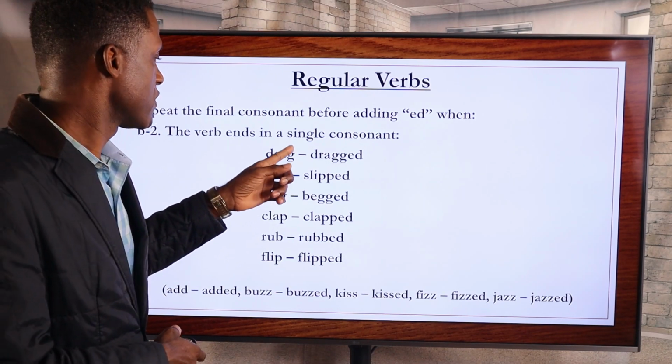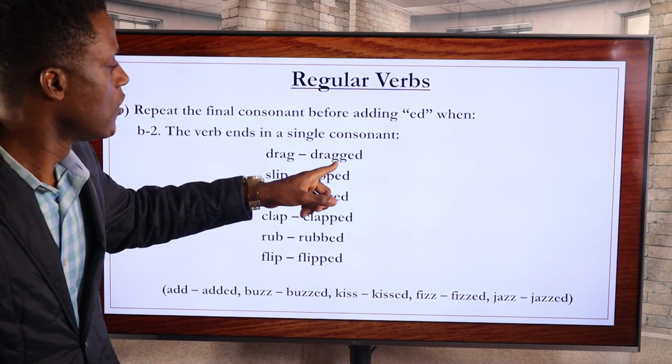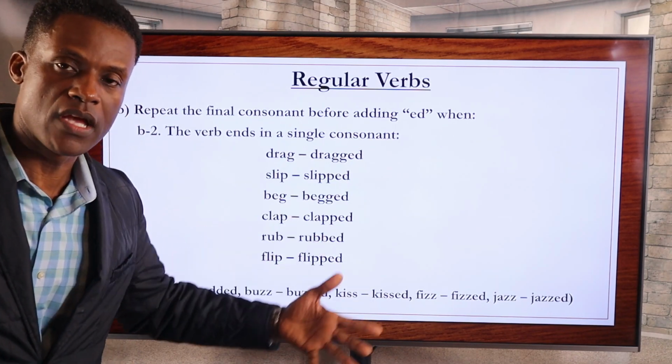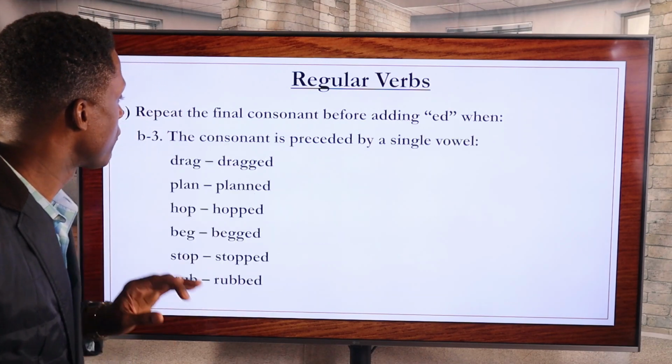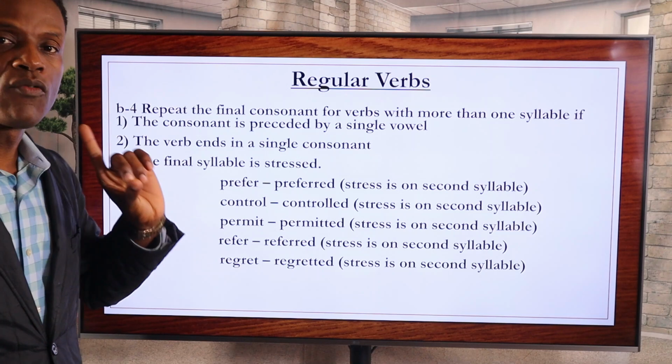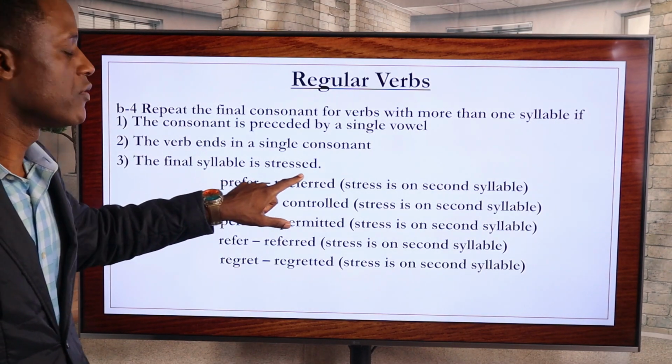We know the verb ends in a single consonant preceded by a vowel. We double the final consonant, and then we add ed. So we get that. Now the third part is the one that we haven't touched on: the final syllable is stressed.